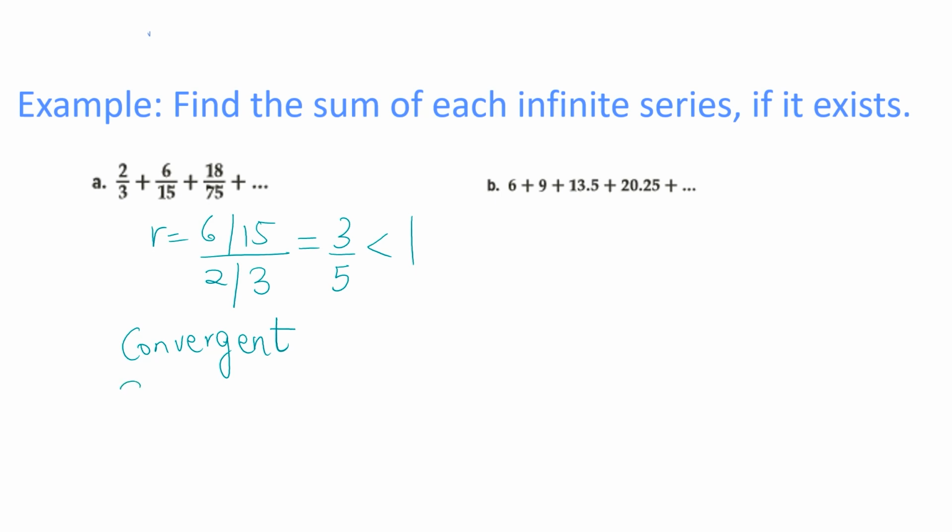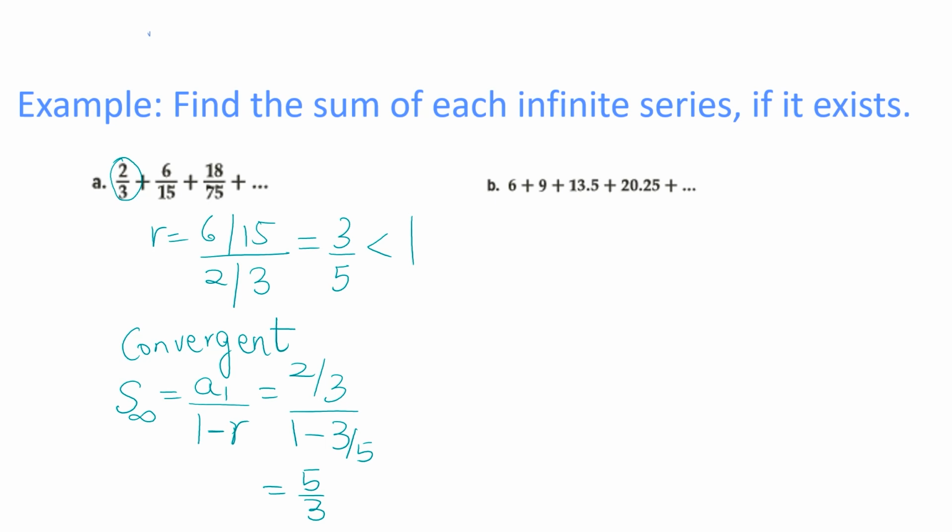So we write the formula sum to infinity is equal to a1 over 1 minus r. So the first term here is 2 by 3. So 2 over 3 divided by 1 minus 3 over 5, which on simplification gives us 5 over 3.